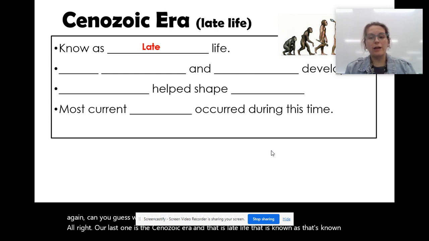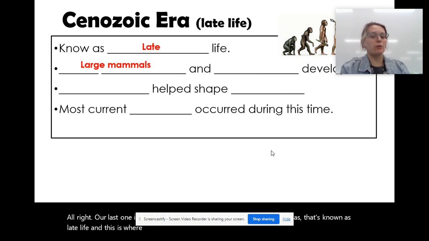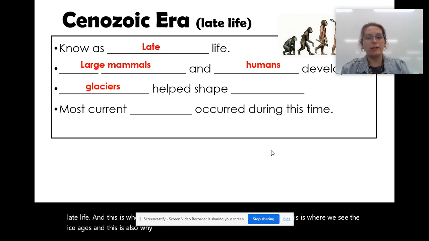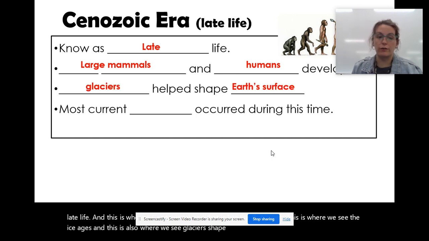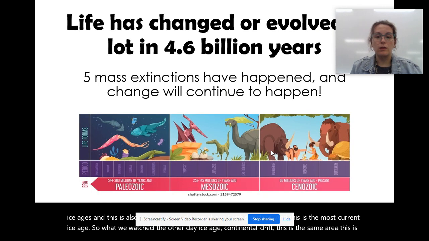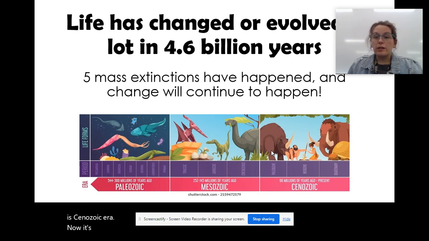Our last one is the Cenozoic era, and that is late life. That's known as late life, and this is where large mammals and humans were developed. This is where we see the ice ages, and this is also where we see glaciers shape Earth's surface. And this is the most current ice age. So what we watched the other day, Ice Age, continental drift, this is the same era. It's the Cenozoic era.